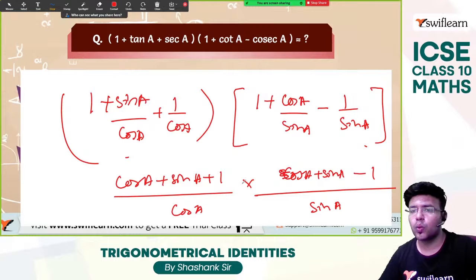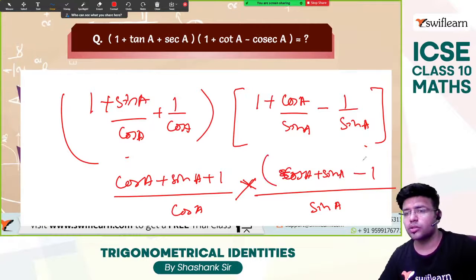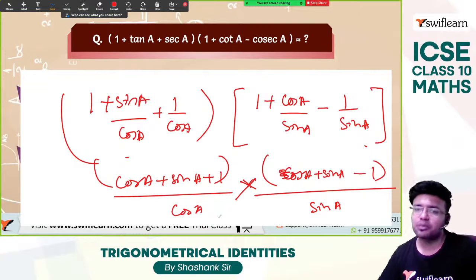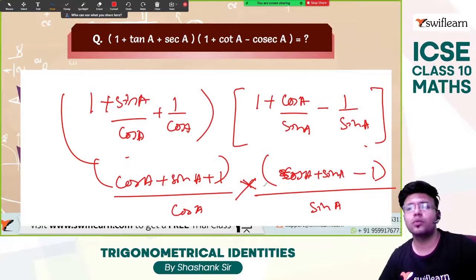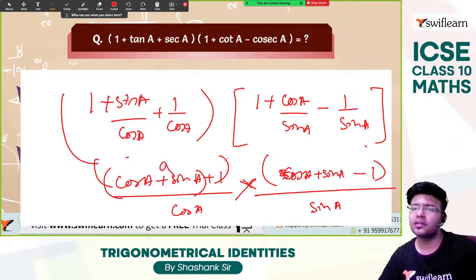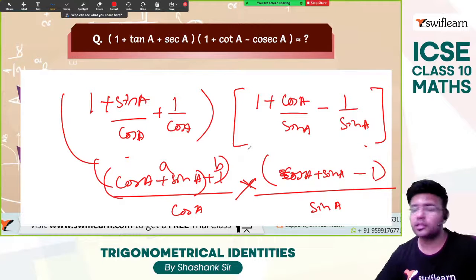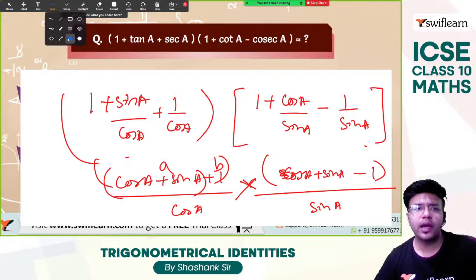Now, simplify this. Multiply one term by one term, or you can take this term as A and this term as B. So (A plus B) into (A minus B) is A square minus B square. So what do we have?